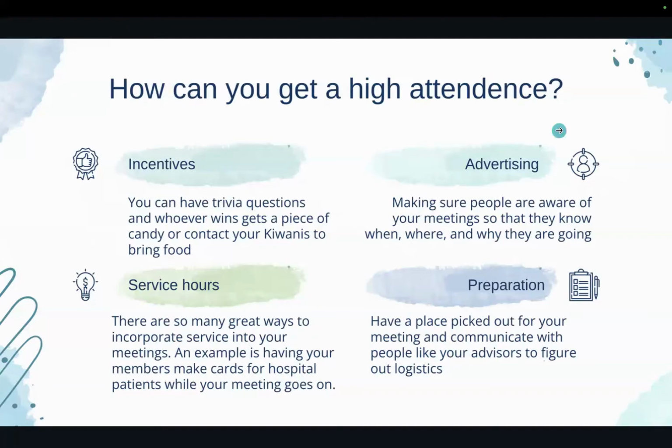It's also a very big thing to advertise, making sure people are aware of your meetings so that they know when, where, and why they are going on. At my school, we have a bulletin board outside of the cafeteria, and a lot of clubs put a flyer there about their meeting, saying what they're going to talk about, when, and where it's going to be. If you have a place like that at your school, I highly suggest it, especially if it's a place that's usually very crowded, like outside the cafeteria or outside the main office, anything like that.